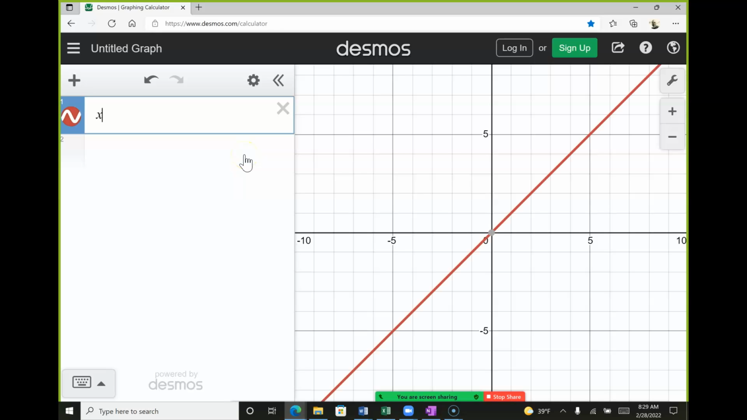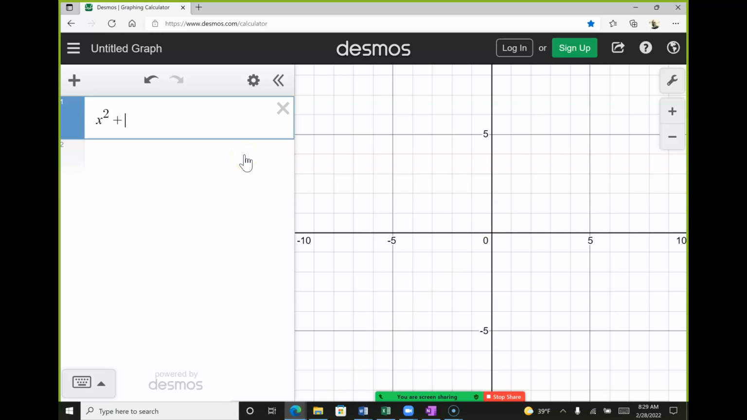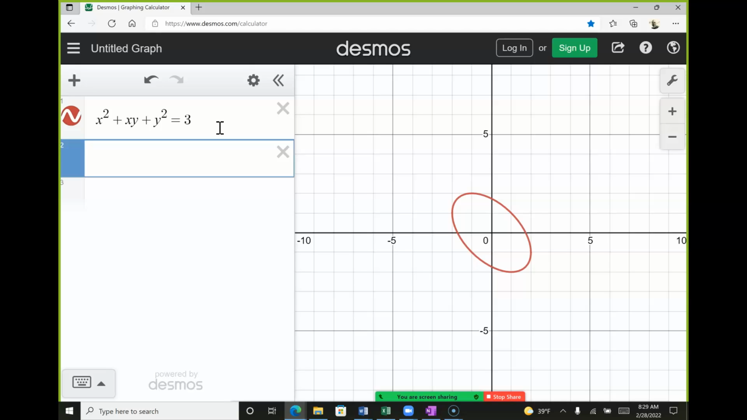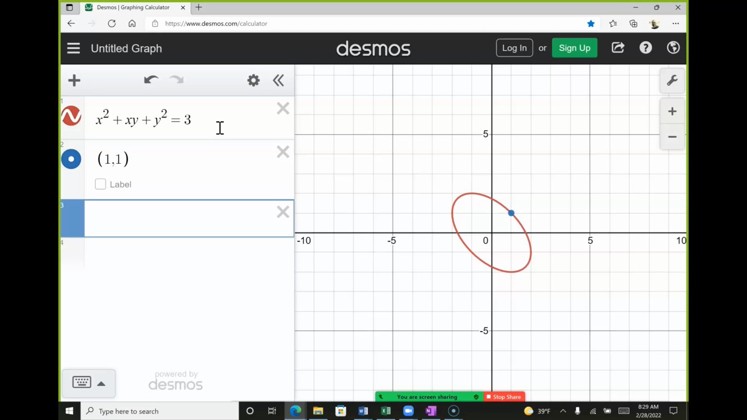So I've got x squared plus xy plus y squared equals 3. And so it's a real nice little version of the ellipse. Desmos is so much more powerful than those calculators we have you using. I can see from the graph that 1, 1 is on the curve. Do you see that? 1, 1, right? So let's see if we can find a tangent line there at 1, 1.